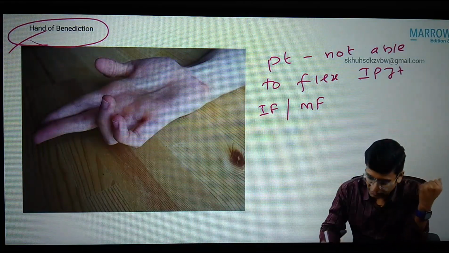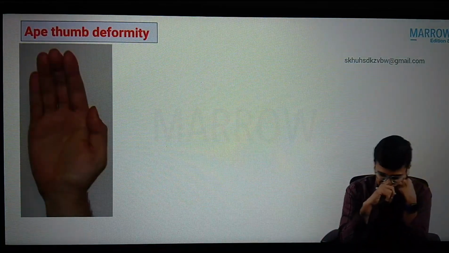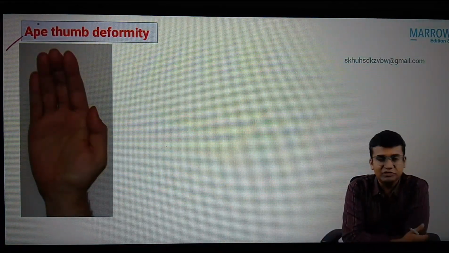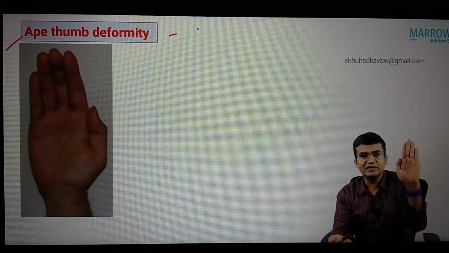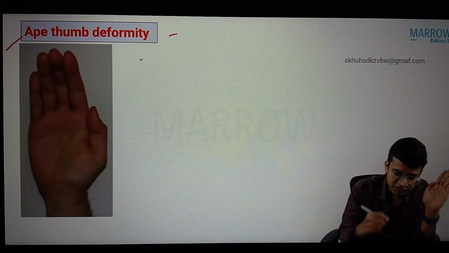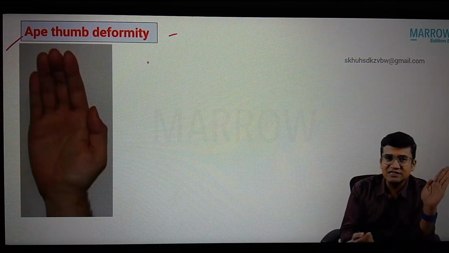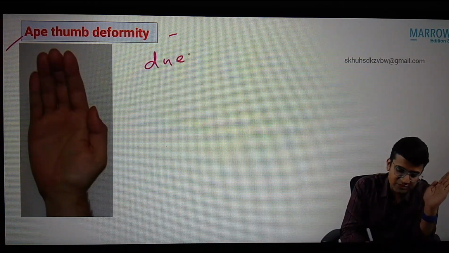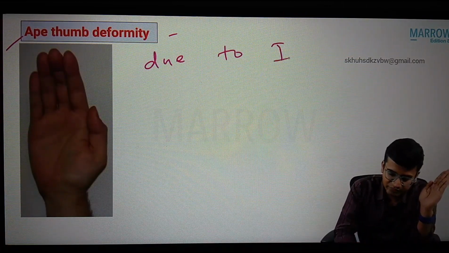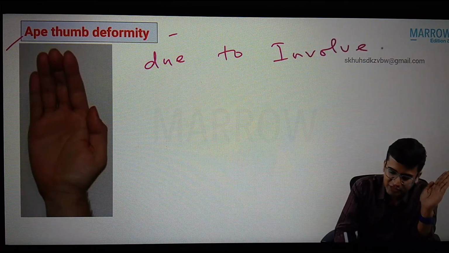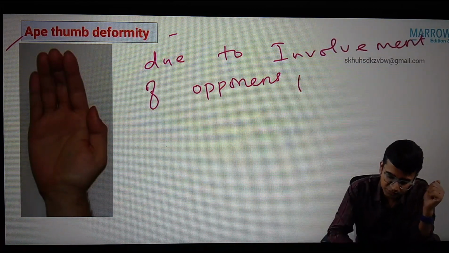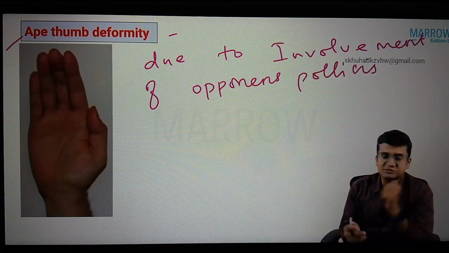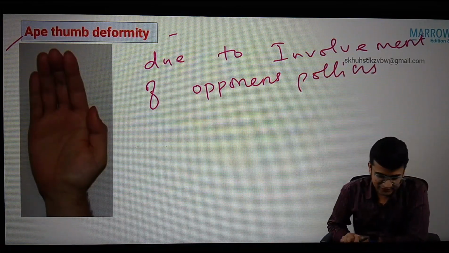Okay, right. Now one more deformity you see in median nerve injury is the ape thumb deformity. In ape thumb deformity, the thumb will be by the side of the hand. This is due to the involvement of which muscle? Palsy of which muscle? Opponens pollicis muscle. Due to palsy of the opponens pollicis muscle.